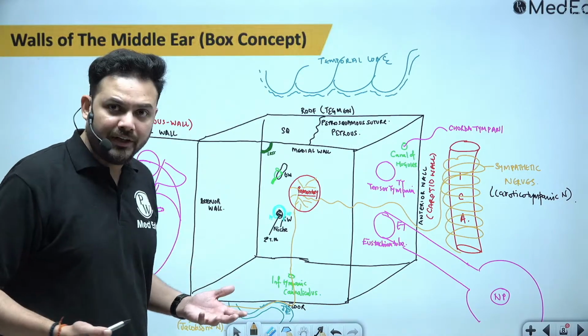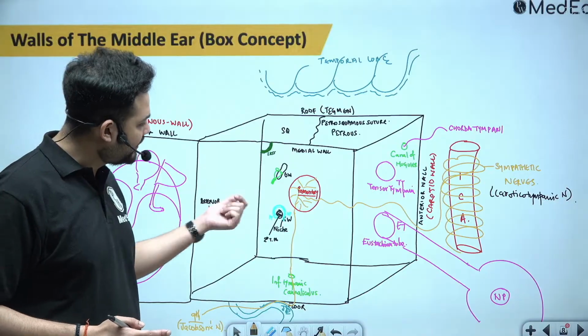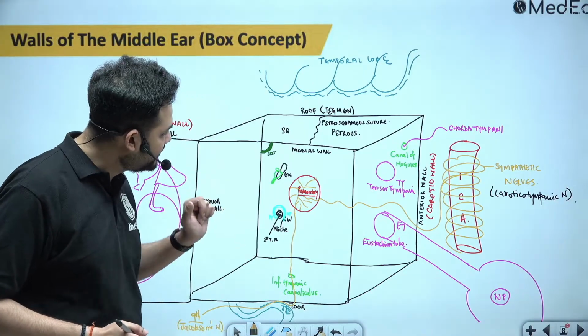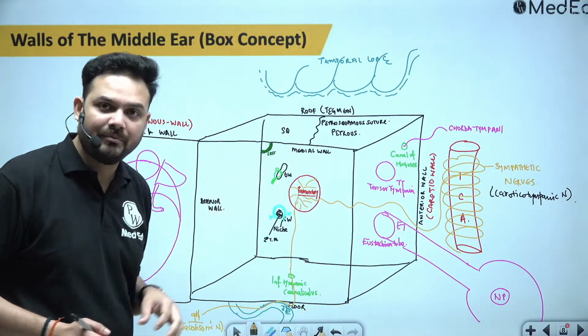So far so good. Now we have done some structures related to the oval window and the round window, the lateral semicircular canal. We have done the promontory, we have done the tympanic plexus.